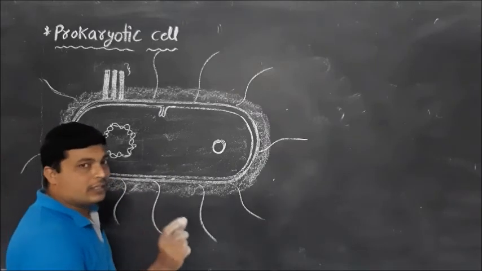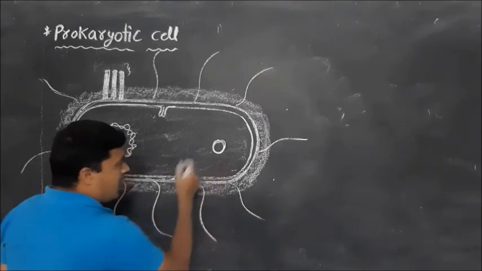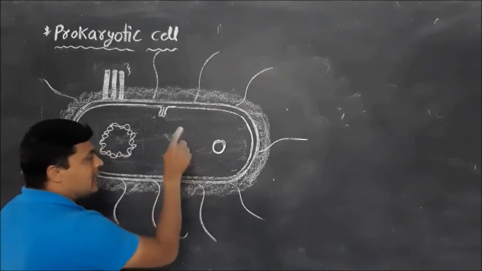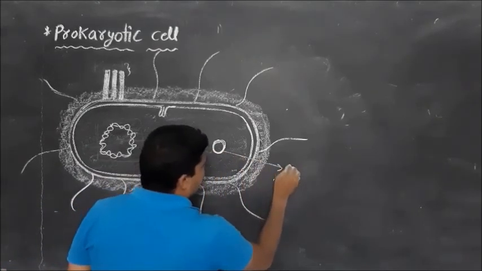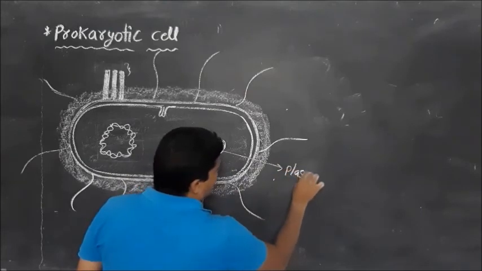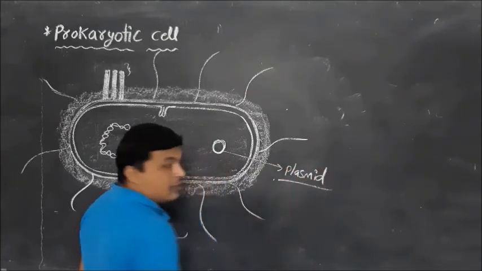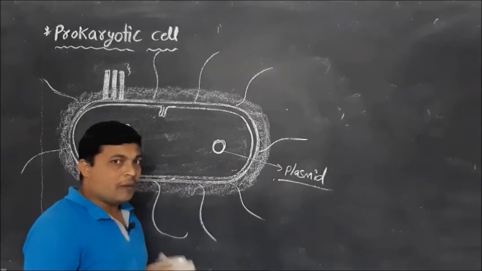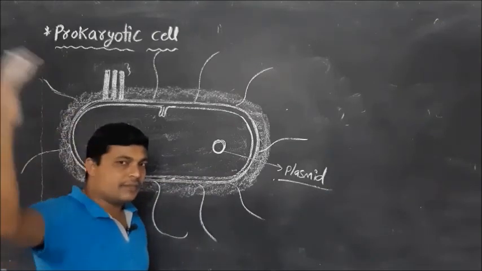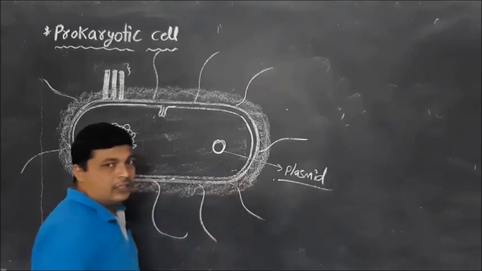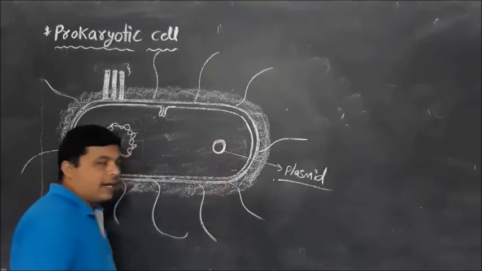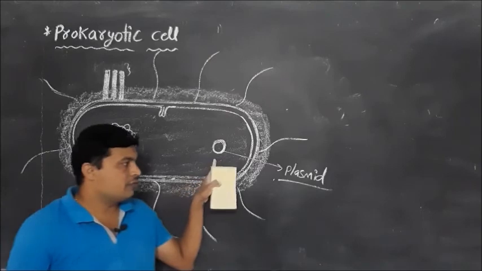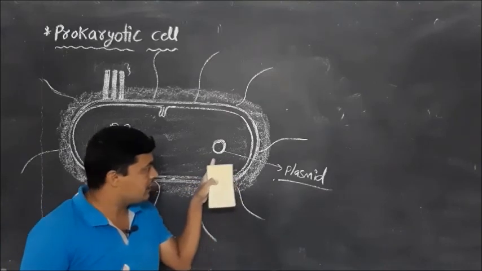But in some kind of bacteria, small additional circular DNA is present. The small circular additional DNA is called a plasmid, not plastid. Plastid means chloroplast. That is a different topic. Here, plasmid. What is the plasmid? This plasmid is present in some kind of bacteria. This plasmid will be useful in the bacteria.